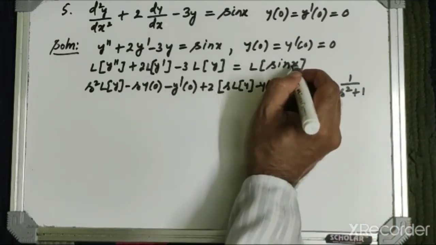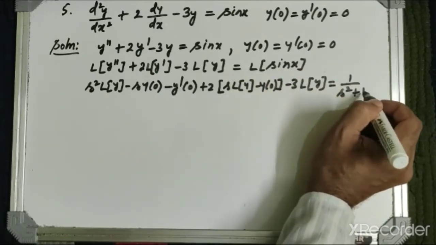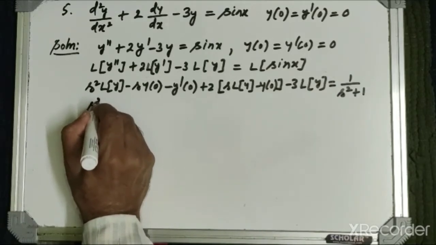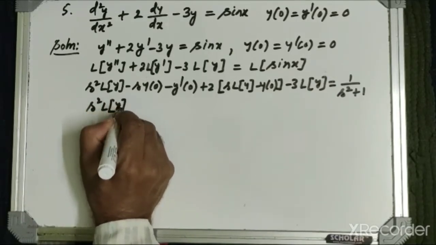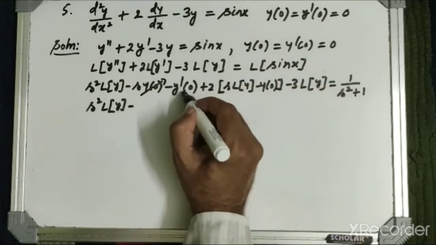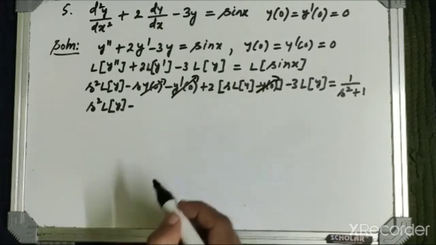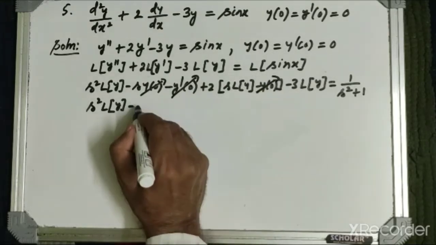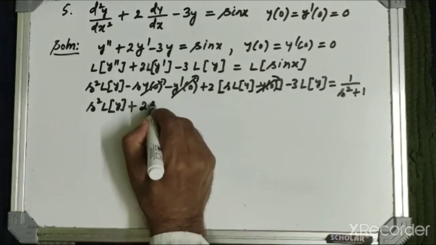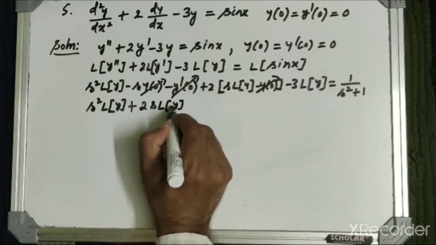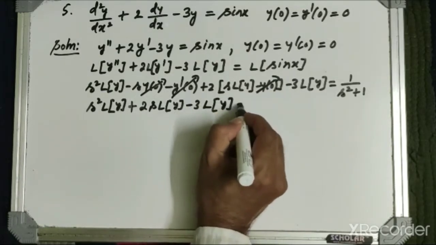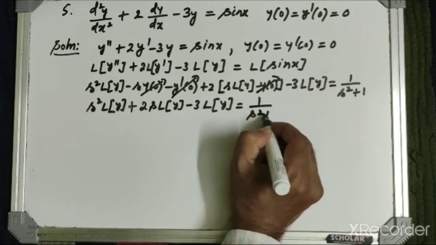The coefficient of x is 1, therefore the Laplace transform is 1 by s square plus 1. So this is s square L of y minus y of 0 and y dash of 0, which are 0, therefore this cancels and becomes 0. The remaining terms are plus 2s L of y minus 3 into L of y, which is equal to 1 by s square plus 1.